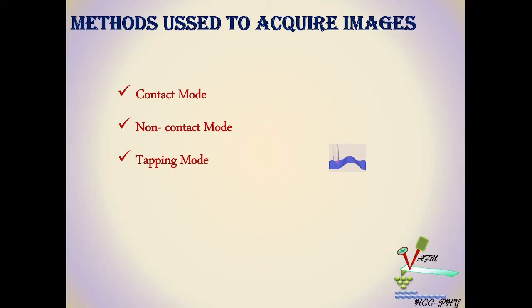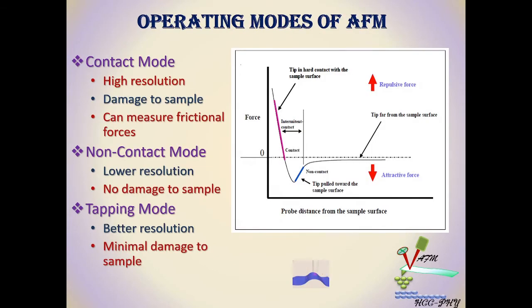There are different modes of AFM used to acquire images, according to how the AFM probe moves. They are contact mode, non-contact mode and tapping mode. So, contact mode is also called static mode and it will give high resolution images. In the contact mode there will be a possibility of damage of the tip and sample. It can measure frictional forces and it is always in very close contact with the sample surface.